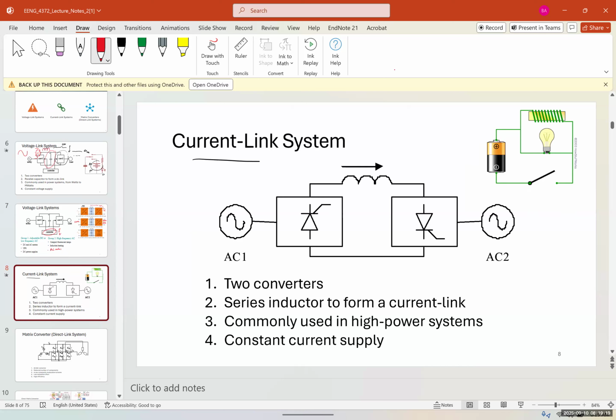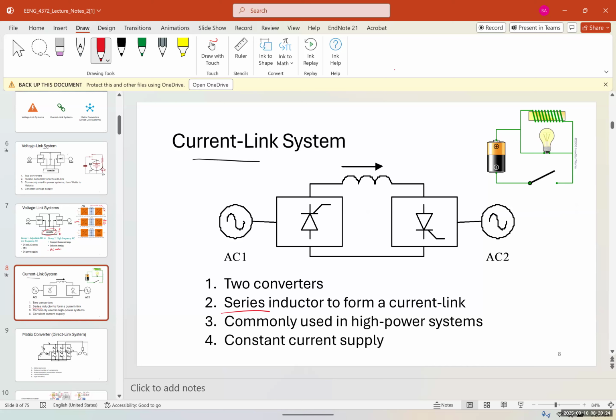How are the current link systems connected? They are connected in series because we want to convert the current. Usually we have two converters. They are connected, as mentioned, in series. So we have series inductors to form a current link.